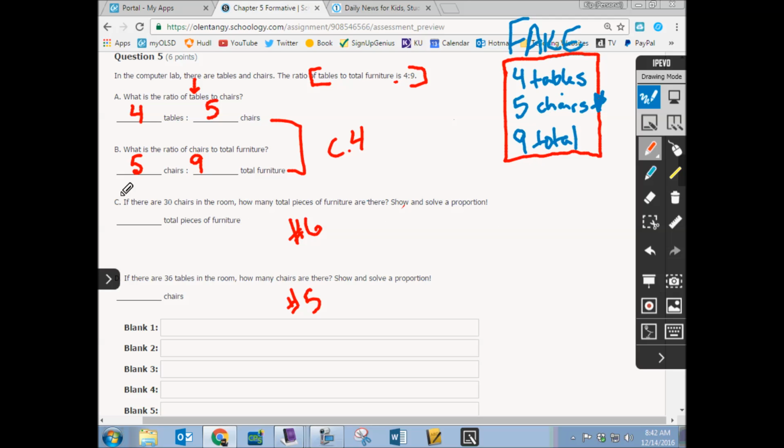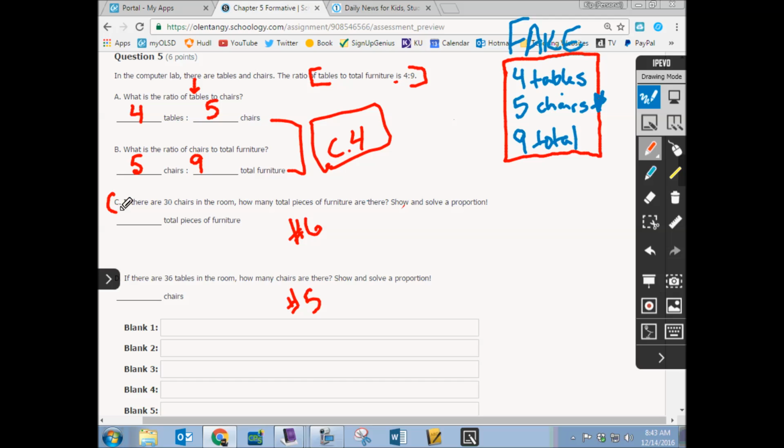Okay, now we're on letter C. Those aren't learning targets. Those are chapter 4. Not learning target 4, chapter 4. I'm just saying that's review. That's writing a ratio, right? That's turning a part to part into a part to whole, right? Yes. Okay, actually turning a part to whole into a part to part.